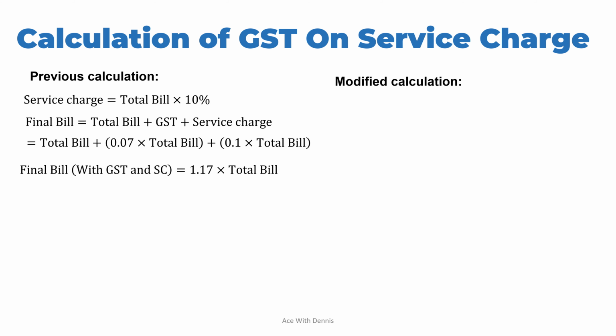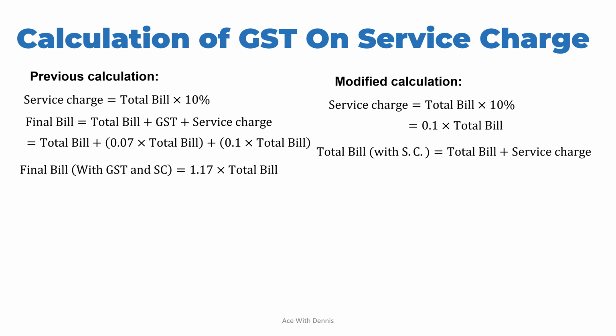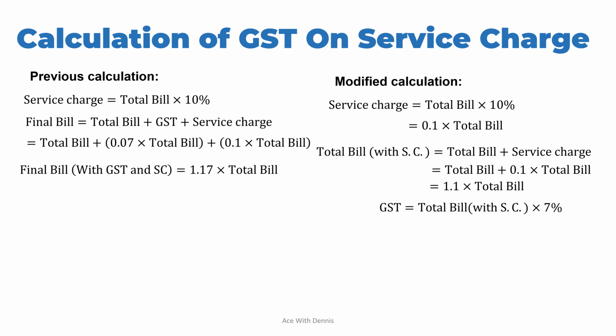Now, we have to modify this calculation with the assumption that we have to calculate GST on the service charge as well. The service charge is the same, total bill times 10%, which can be written as 0.1 times total bill. So the total bill with service charge will be total bill plus 0.1 times total bill, which simplifies to 1.1 times total bill. The GST will be the total bill with service charge times 7%, which is 1.1 times total bill times 0.07, and simplified we get 0.077 times total bill.